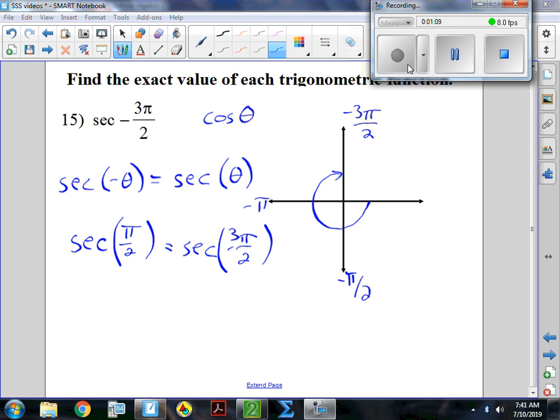We can find the cosine of pi over 2. Some of these problems can be really fast. If you know your quadrantals well enough, you know cosine of pi over 2 is 0. If secant is the reciprocal of cosine, you know it's something over 0, which is undefined.